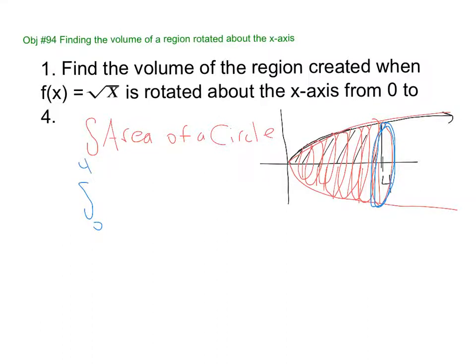Now, what is the area of a circle? Pi r squared. So we're going to throw a pi in there. And we need the radius squared. What is the radius of the circle? What is this distance? That's, see my blue circle? And we need the radius. What is that distance? That is your function. That's the square root of x.